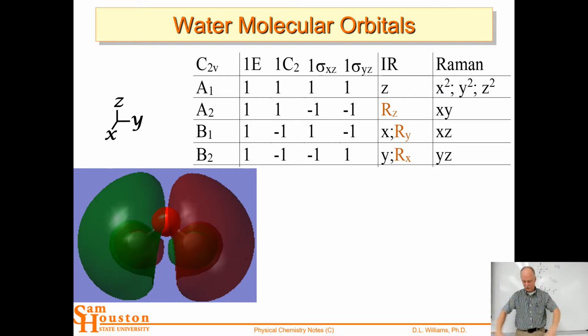I've got some weird node action going on by my hydrogens, and I go that way and I see red on this side and green on that side. Then I look in the other direction and it's the same. So X is the same, but Y is different. And because it's sloshing in Y, it's going to have Y symmetry.